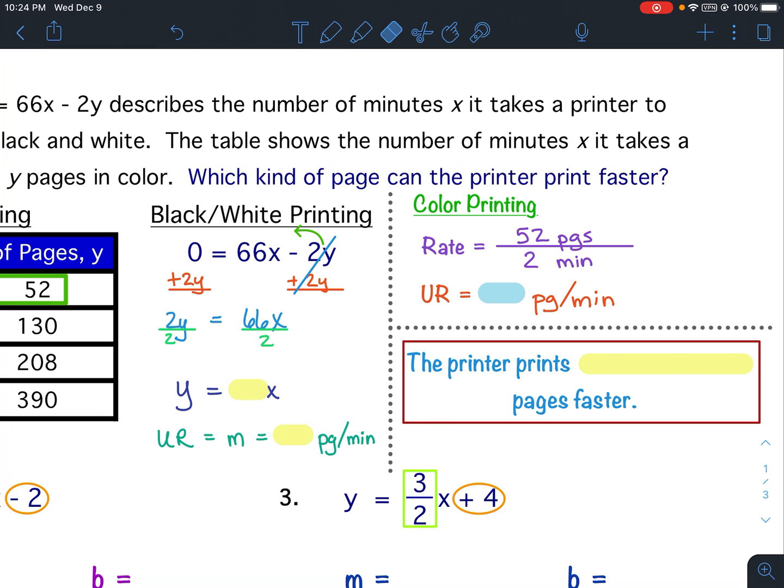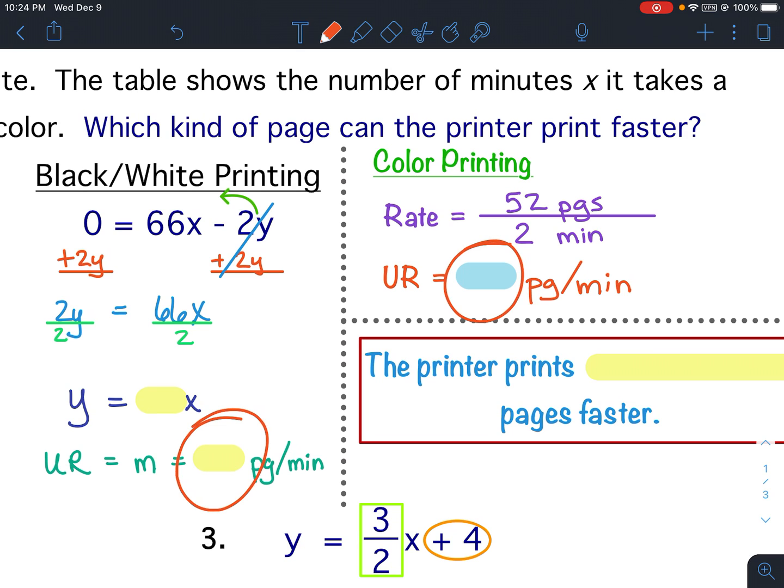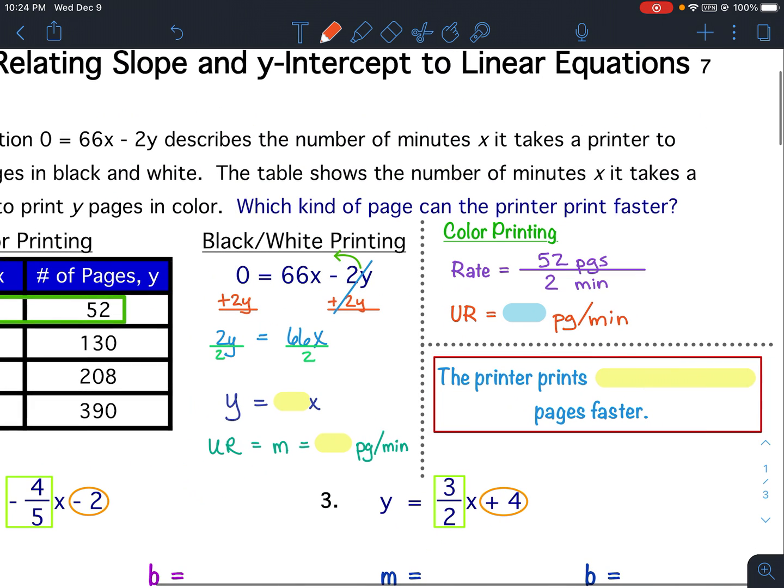Now you want to compare the two numbers. So you want to compare this number and that number. Compare the two. And then whichever one is larger, that would be what the printer prints faster. So your final answer will say either the printer prints black and white pages faster or the printer prints color pages faster.